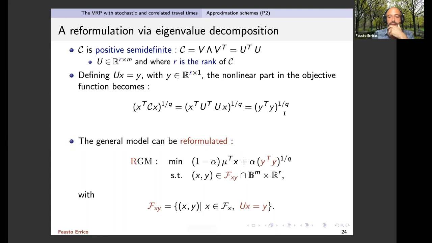Now, the corresponding program is the following. We still have the X variables in the linear part. Now we have, in addition, R new variables, and we need to add constraints to link X and Y into the region. This forms a new feasible region. So in a sense, with new variables like this, it's not evident why it would ever be better.